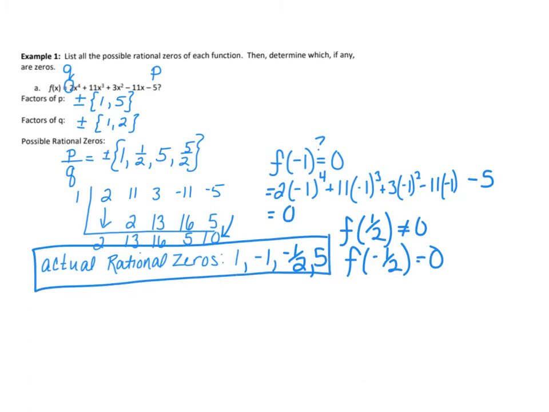I don't need to test anymore because by the fundamental theorem of algebra, I know it has 4 total zeros, and this one happens to be all rational.